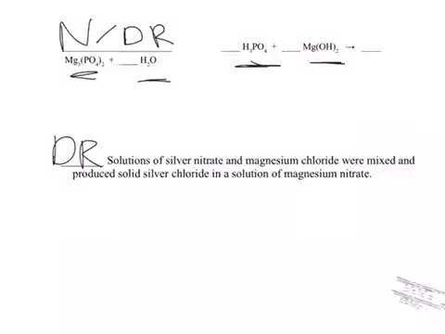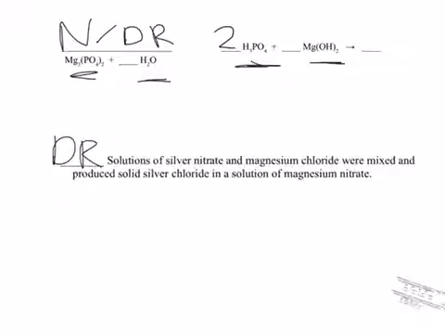Alright, so let's balance our reactions. Let's start with the neutralization double replacement reaction. So I am going to look at my compounds. Here we have phosphate and here we have magnesium. And I'm going to start by balancing those two. So on the reactant side, I only have one phosphate, but here I have two. So that means I need to write a 2 in front of my phosphoric acid.